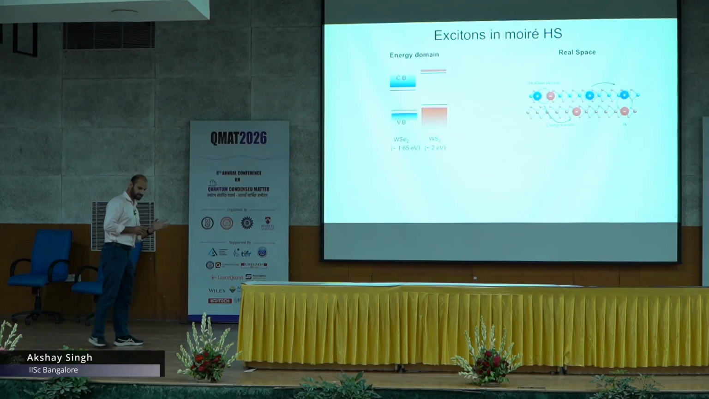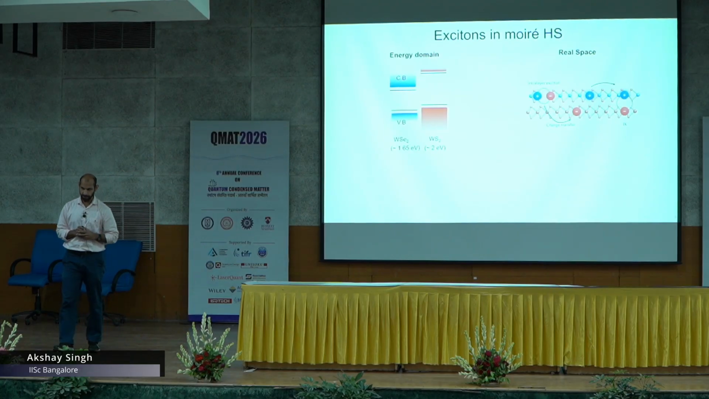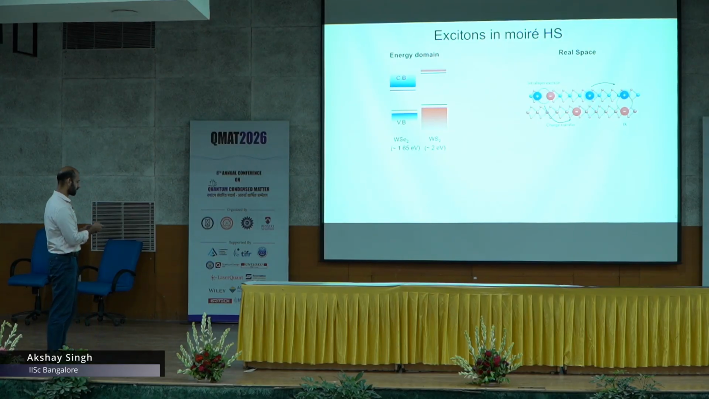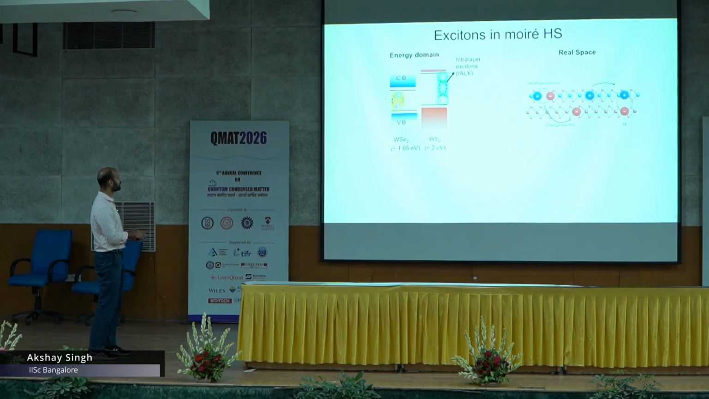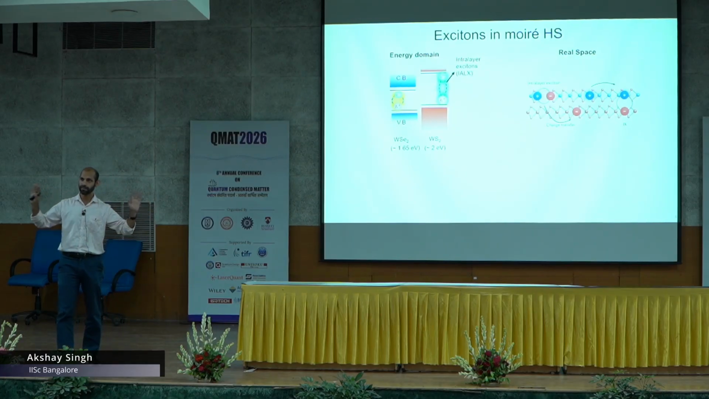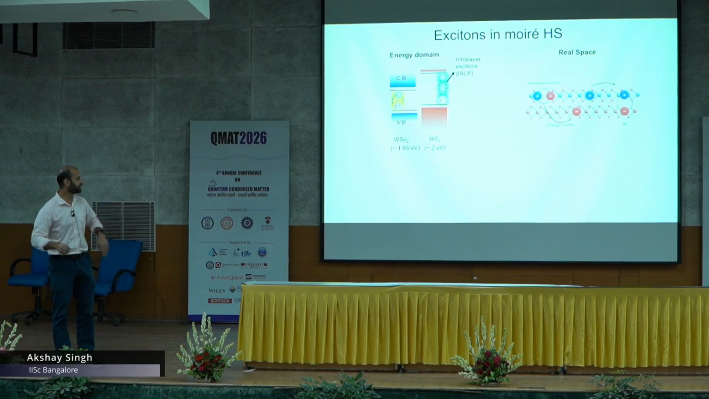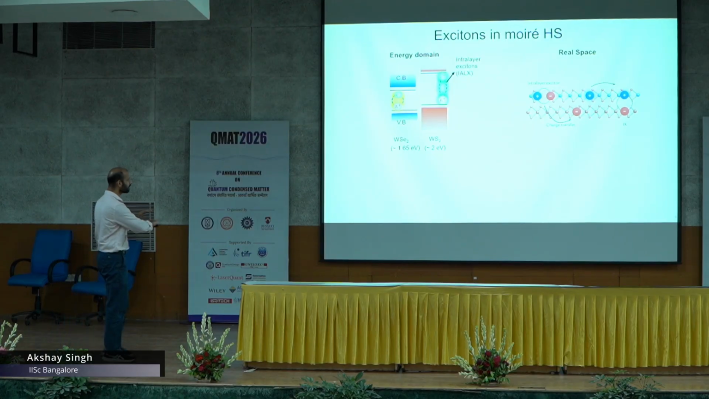So since this is a mixed audience, I'll just briefly tell you about excitons in the system. There are two kinds of excitons. The simplest one are these intralayer excitons. If you forget about the second layer, if you just look at the first layer, the excitons that you see are intralayer excitons. Intra just means within layer, right?